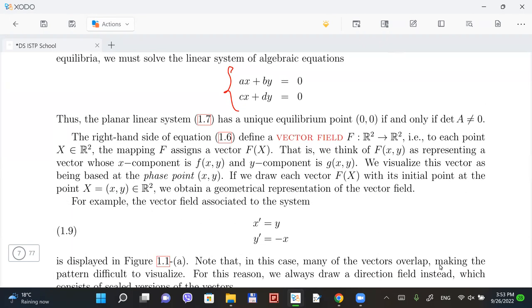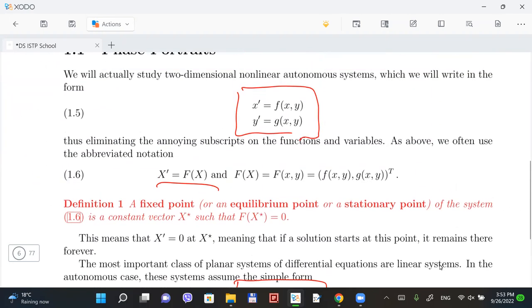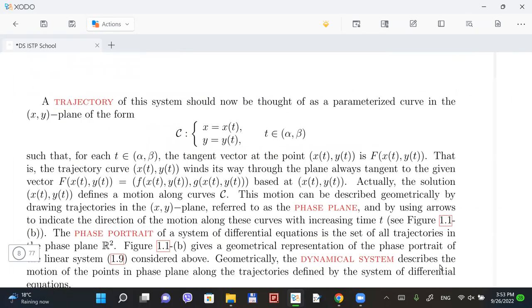The right-hand side of some nonlinear systems, here the functions f and g, define what we call the vector field.